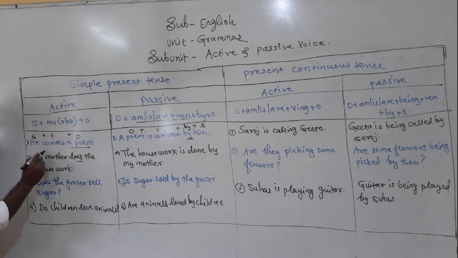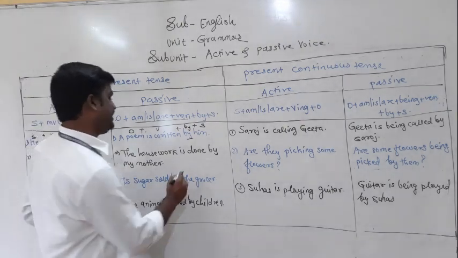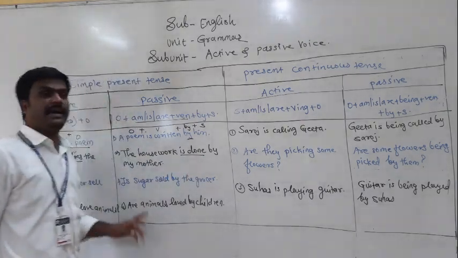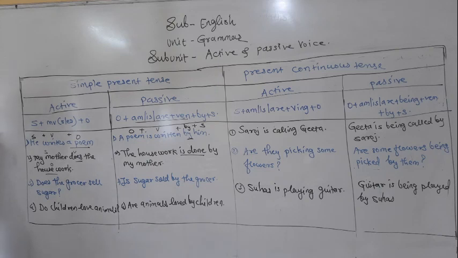So, my mother is a subject, does is a verb, and housework is an object. See here, the housework is done by my mother. The answer is, the housework is done by my mother. You have to keep this in your mind.